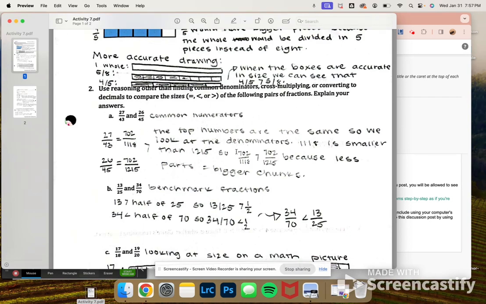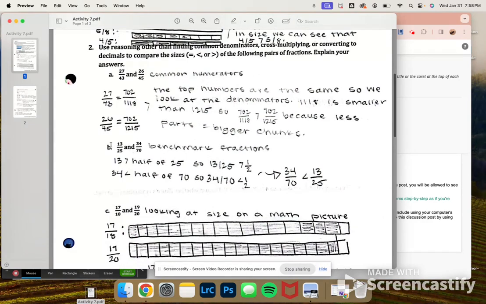So I took that information and I looked at the numbers, and 1118 was smaller than 1215. And so I knew that the fraction 27 pieces, each of size 1/43rd, was the bigger fraction. For part B, I did a different method with this.